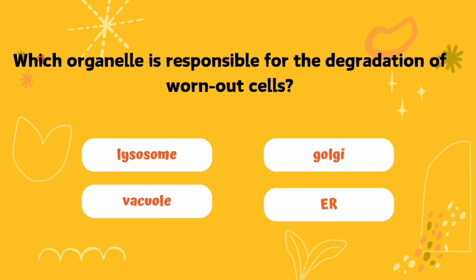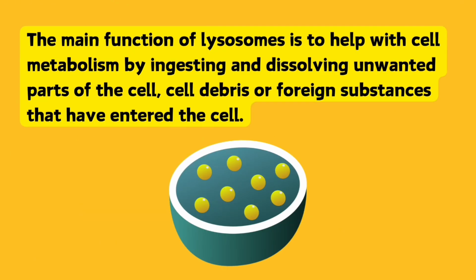The next question is: which organelle is responsible for the degradation of worn-out cells? The options are lysosome, Golgi body, vacuole, or endoplasmic reticulum. The answer is lysosome. The main function of lysosome is to help with cell metabolism by ingesting and dissolving unwanted parts of the cell, cell debris, or foreign substances that have entered the cell.